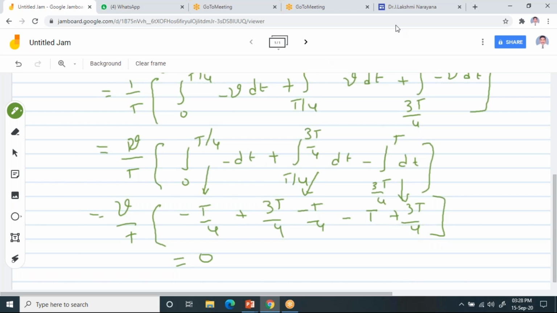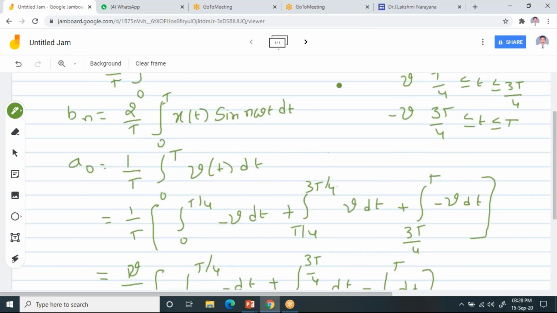Now please try to understand. If you are facing any difficulty, please post it in the chat box. Is it clear? Please post it in the chat box. Yeah, Sri Lakshmi, good. The answer is 0, right?